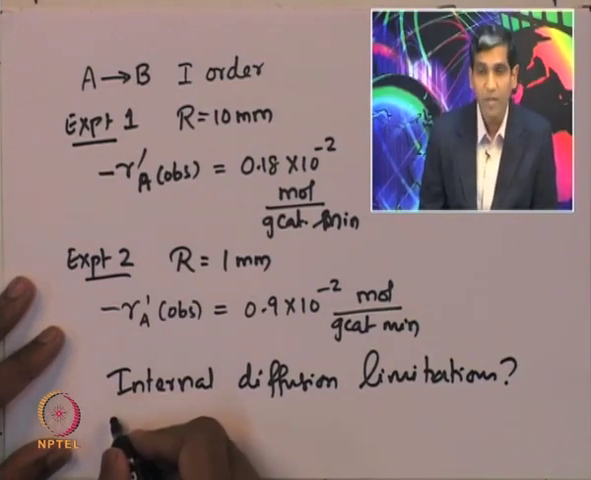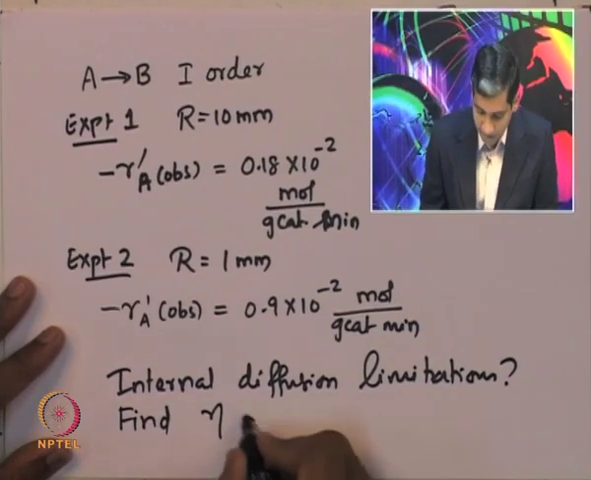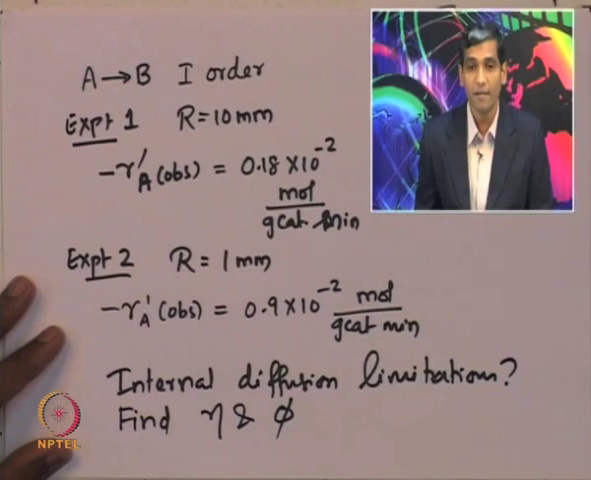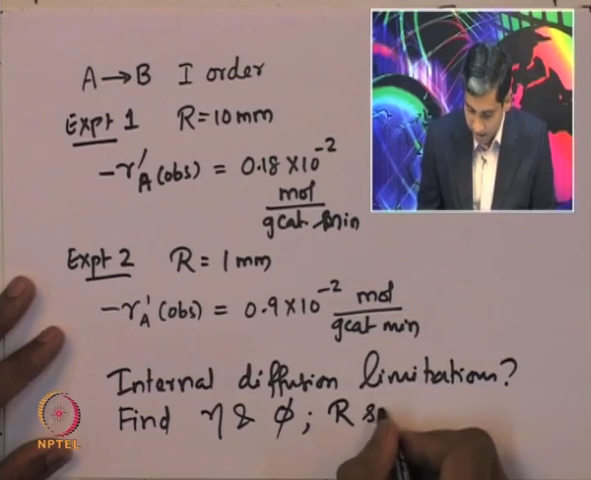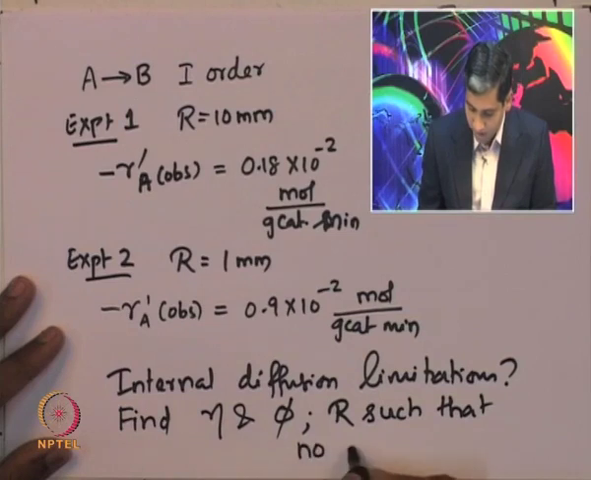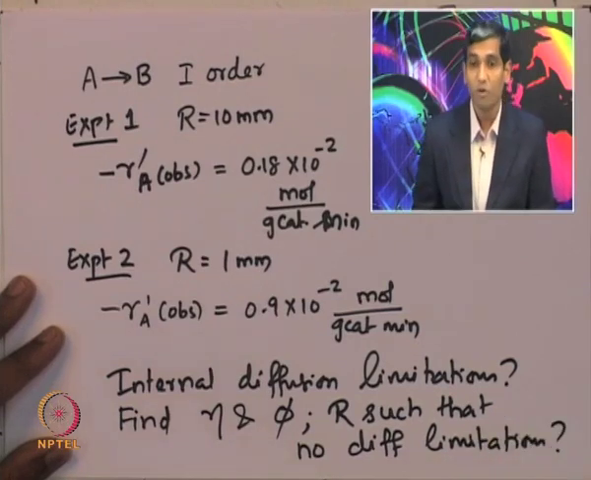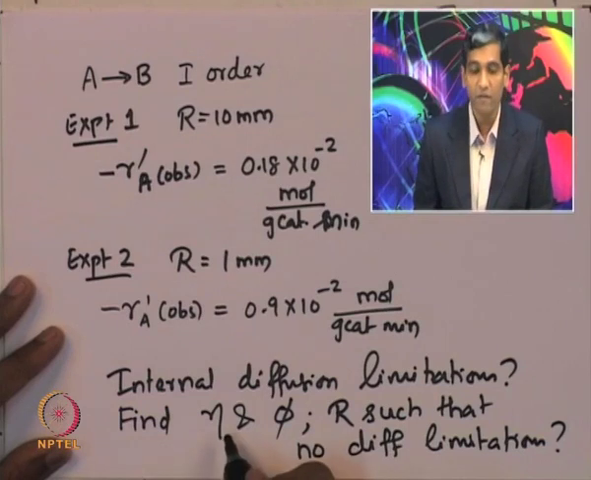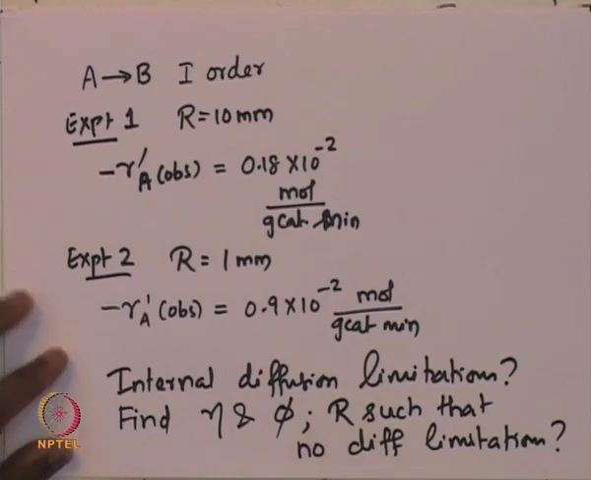Then the next question is to find the effectiveness factor eta and the Thiele modulus for both these cases, and what should be the radius of the pellet such that there are no diffusion limitations. So, find the effectiveness factor and Thiele modulus, and what should be the radius of the catalyst such that there are no diffusional limitations. Okay. So, how do we handle this question?